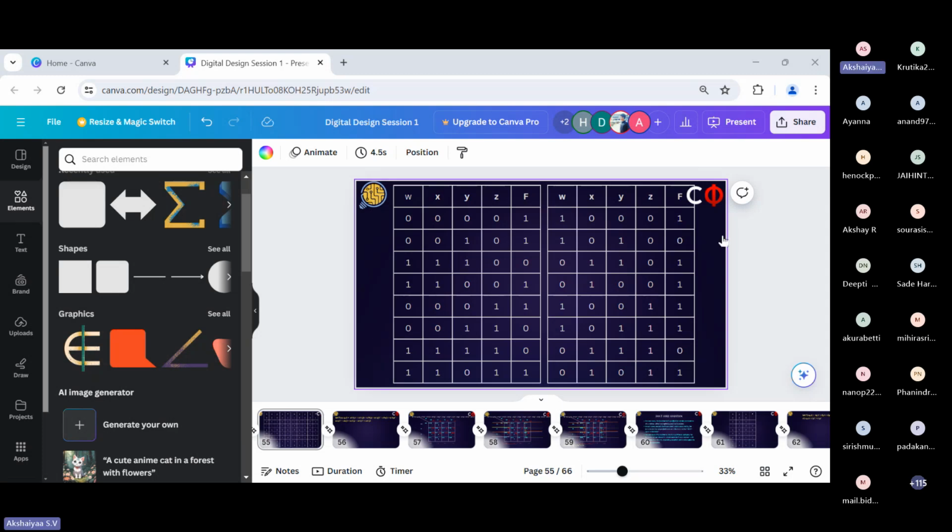Yeah, I can see new answers. Oh, that's for the previous thing. Okay, someone's given me an answer for this: W prime, X prime, Y, Z prime. Okay, I'll go and verify. W prime, Y, X prime, Z prime.